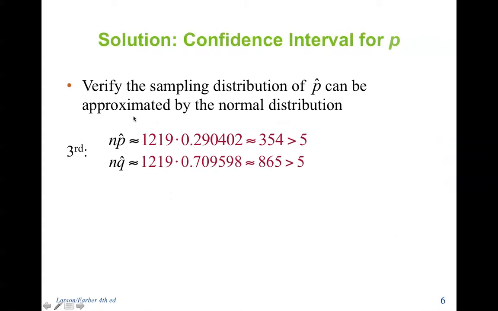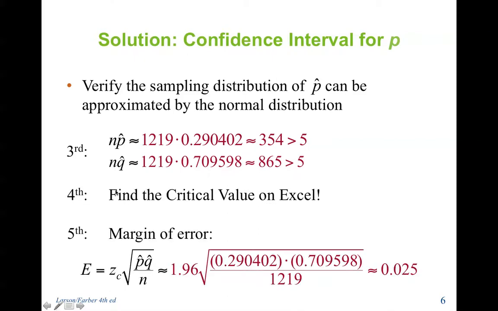Next, we're going to have to verify the sampling distribution of p hat and see if it can be approximated by the normal distribution. We take n times p hat, we get 354, perfect, that's greater than 5. We do n times q hat, which is 865, perfect, that's greater than 5. Next, we need to find the critical value on Excel. Then we can find our margin of error.